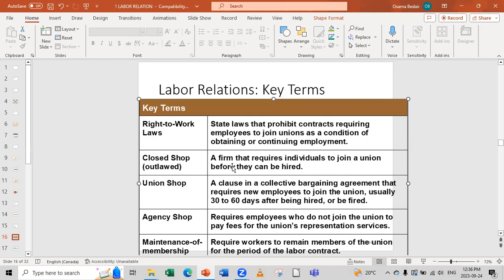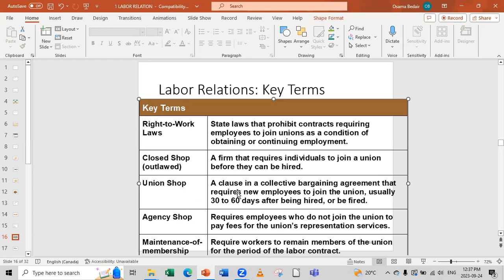Closed shop: a firm that requires individuals to join a union, like what you see here, before they can be hired. This is the same thing. So here also, closed shop says that you have to join a union before you're hired by this company.